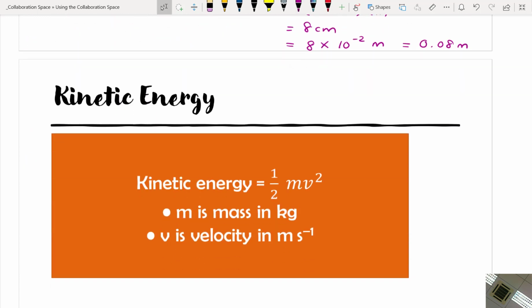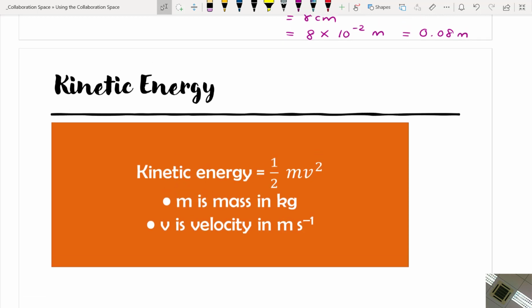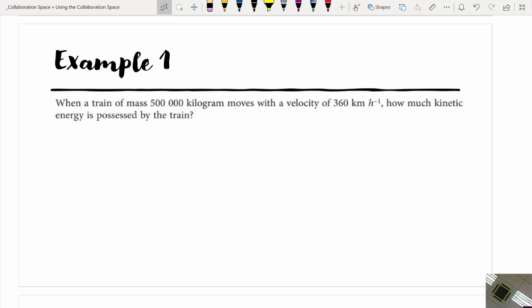Okay, now let's move on to kinetic energy. Kinetic energy is half mv squared, and m is the mass in kg. Okay, let's solve the problem. So first, the question wants how much KE. Now, kinetic energy equals to half mv squared.